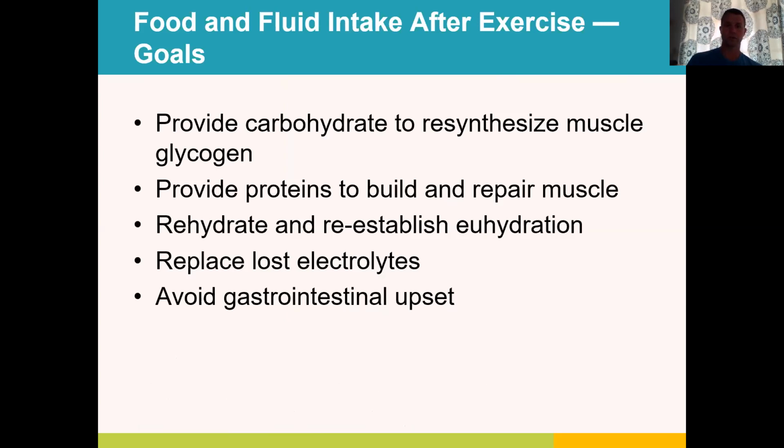Afterwards, the most important things to replace are carbohydrates, so we can start building up the glycogen stores again. Proteins to start rebuilding and repairing muscle tissue, and regenerating your enzymes and hormones, because you tax these systems during really intense exercise. You also want to make sure to rehydrate and reestablish hydration, so get your water and electrolytes in. And you don't want to take in foods that are going to mess with your stomach afterwards.